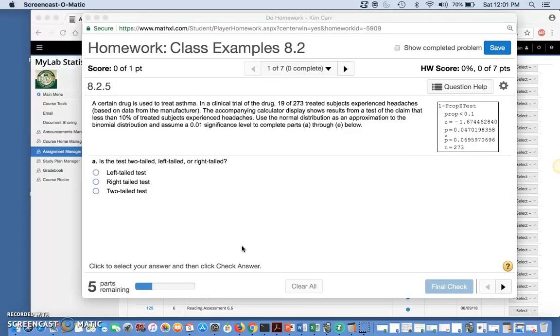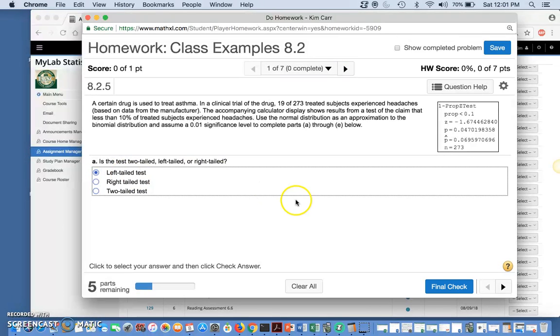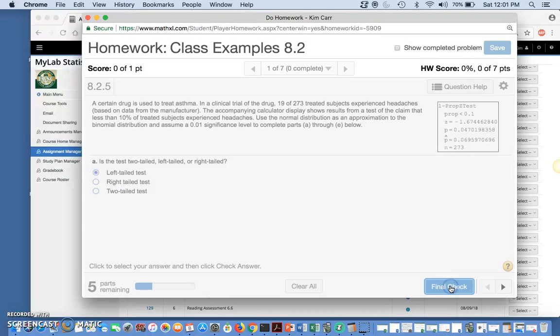A certain drug is used to treat asthma. In a clinical trial of a drug, 19 of 273 subjects experienced headaches based on data from the manufacturer. The accompanying calculator display shows results from a test of the claim that less than 10% of treated subjects experience headaches. Use the normal distribution as an approximation for the binomial and assume a 0.01 significance level to complete these parts. Okay, it's less than. That immediately tells us that it is left tail.